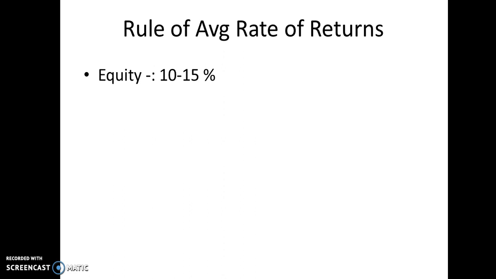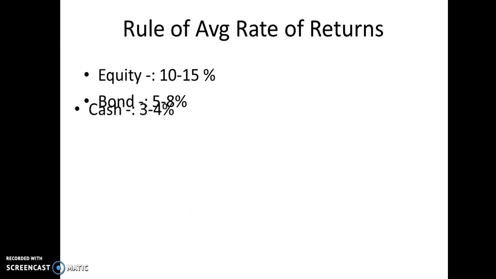Basically those who are earning consistently more than 15% are considered winners in the equity market, and those who are not able to earn more than 10% are considered losers in the equity market. On an average you should be earning 10 to 15%. Similarly, if you are investing in bonds, which are basically a fixed return debt instrument, bonds should on average give you returns of around 5 to 8% per annum.